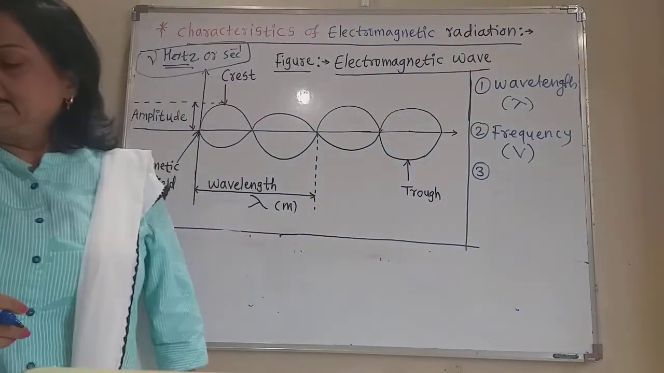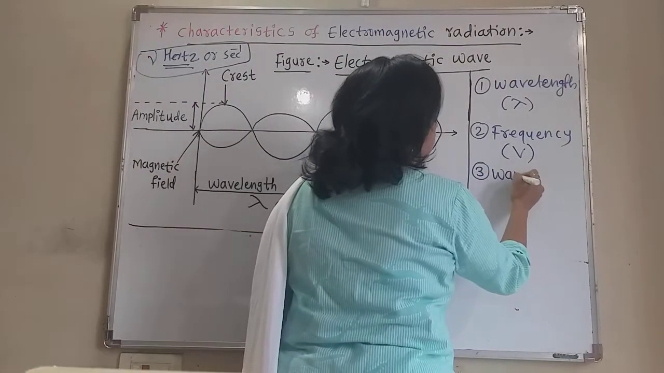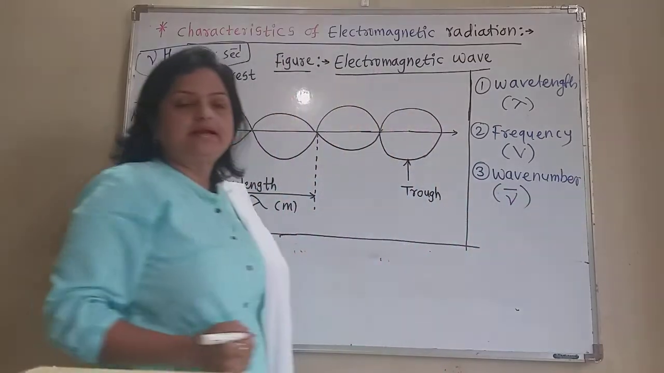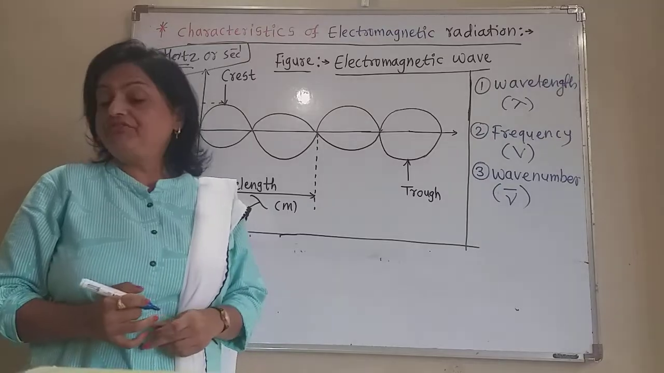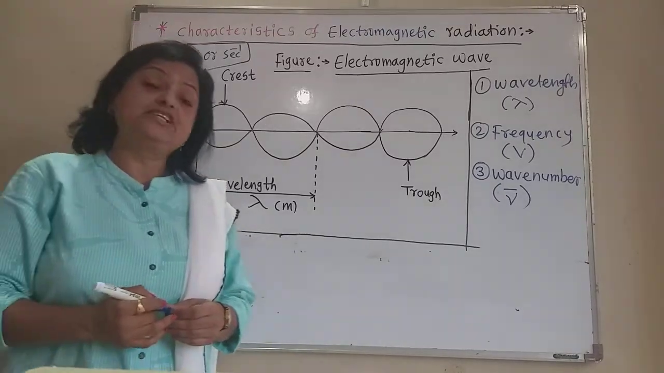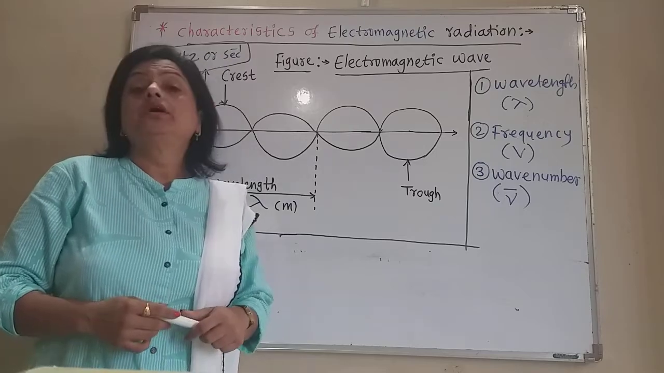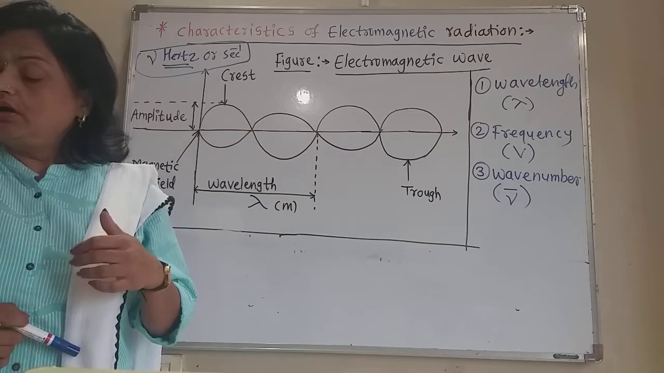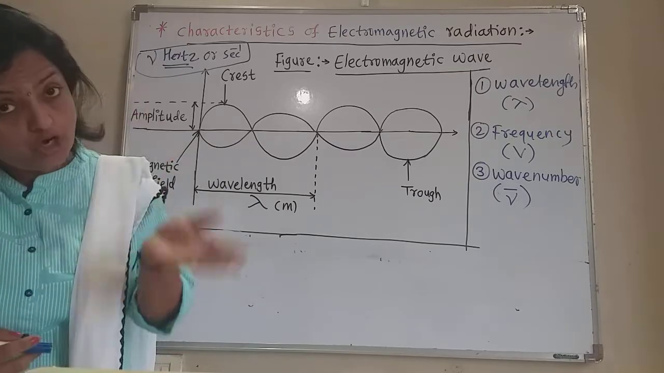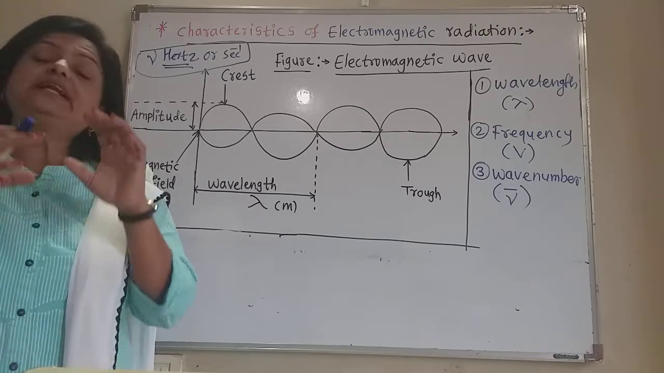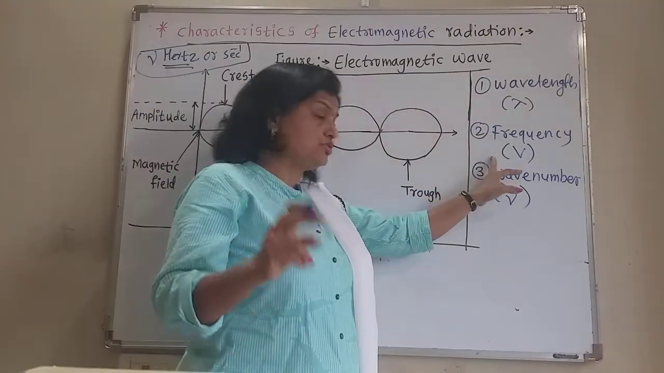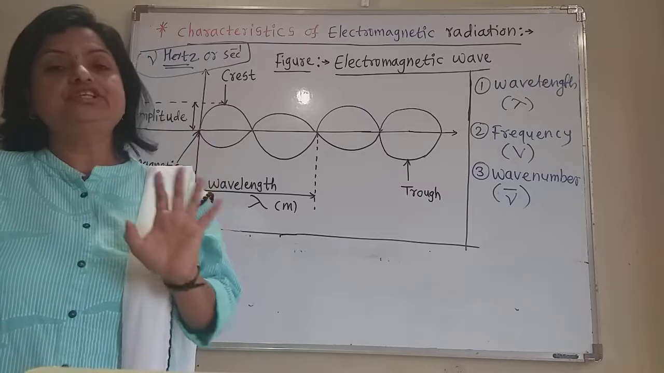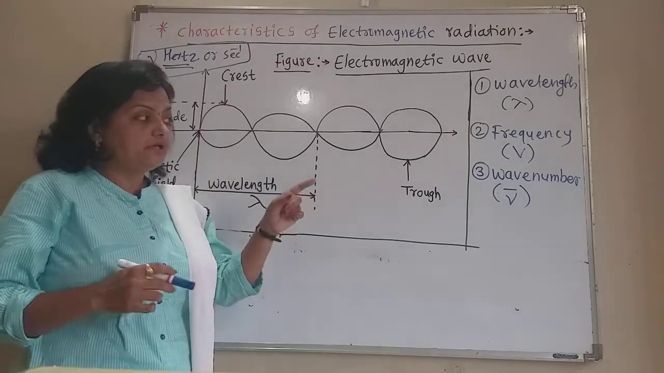Now third one, that is the wave number. Wave number is given as nu bar, and read as nu bar. Now what is this wave number? The frequency, you know, is the number of waves passing through a given point in 1 second. Wave number is the number of wavelengths per unit length, and it is given in the unit.